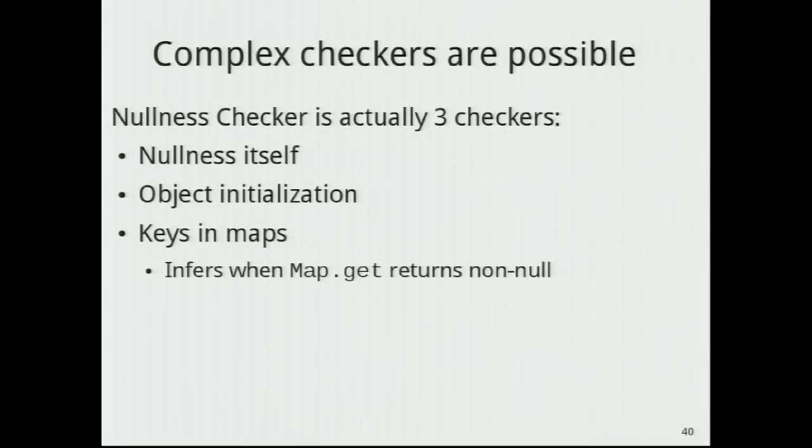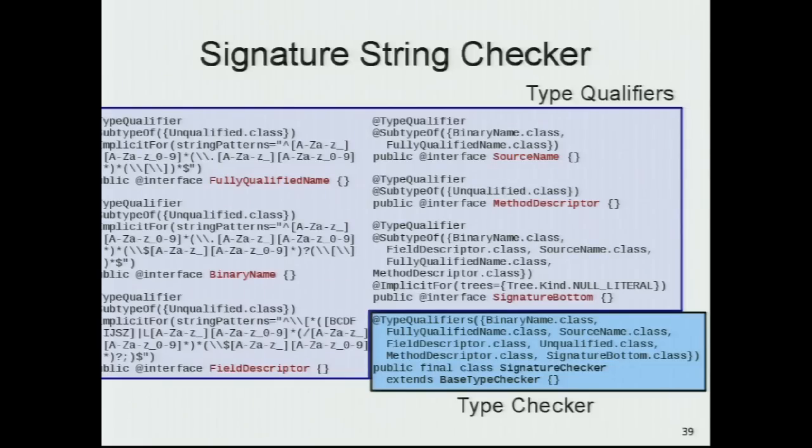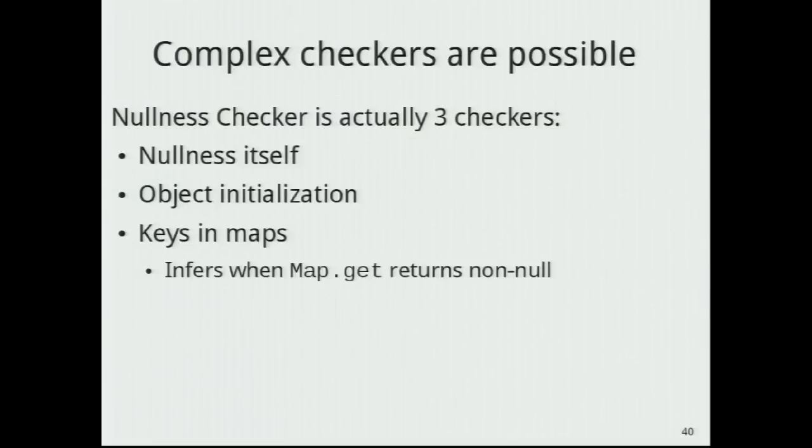Okay, so what you've just seen is that it's really easy to do simple things. I mean, here's the whole type checker for the signature strings that found those dozen errors in the JDK. It's also possible to write sophisticated type checkers. So for instance, the nullness checker is actually tracking 3 different varieties of properties at the same time. One is a property of whether a particular reference is null or not. Another is whether each object is initialized or not. And another is, for each map, what are the keys that are absolutely known to already be in it. That helps it to infer whether a particular call to map.get can be guaranteed to return non-null.